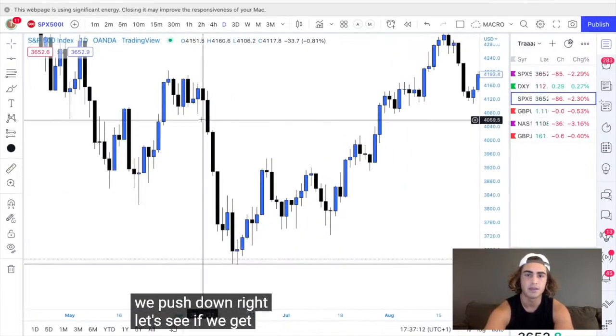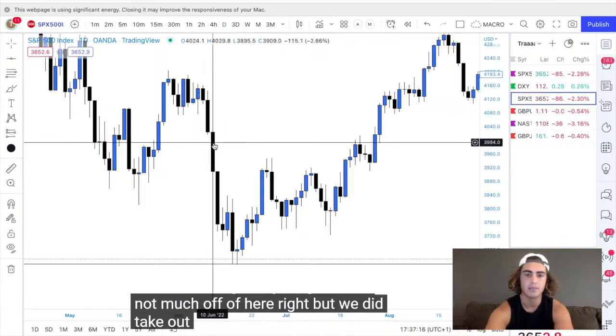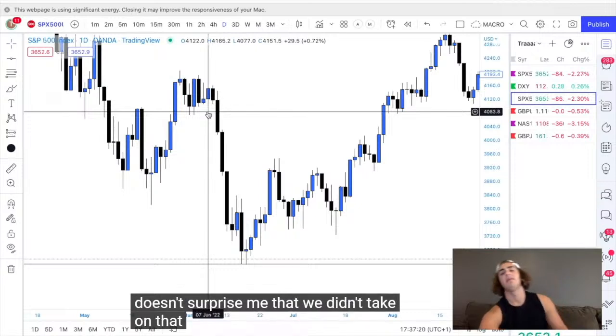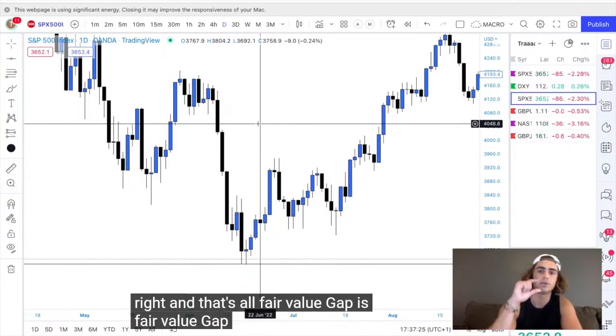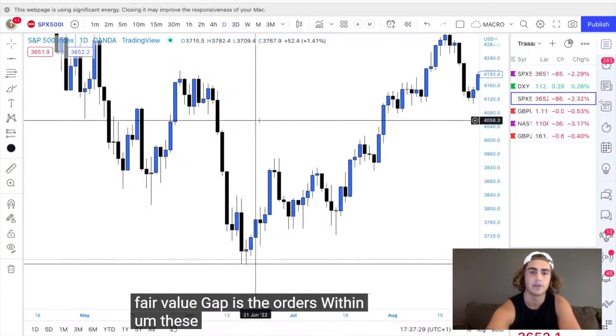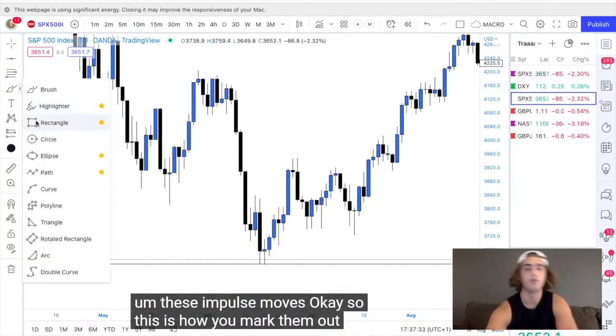Let's see if we get anything off here. Not much off of here, right? But we did take out these 2 days already, so it doesn't surprise me that we didn't take out that. And that's all a fair value gap is. A fair value gap is the orders within these impulse moves, okay? So this is how you mark them out.